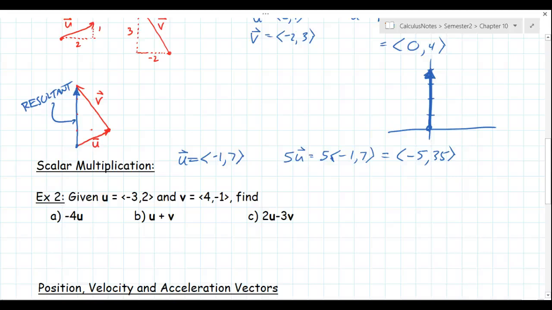Okay? Unless you multiply by a negative, like if I multiply by negative 2, then I get a vector that is twice as long and points in the opposite direction. So that would be positive 2, negative 14. So that's a vector that is twice as long and points in the opposite direction of vector u.